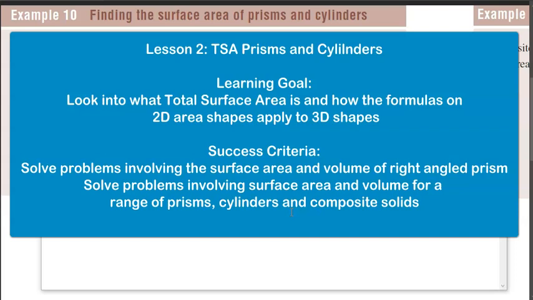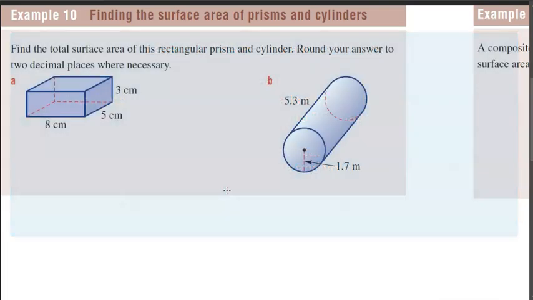And the success criteria for this one is to be able to solve problems involving the surface area and volume of right angle prisms, and to also be able to solve problems involving surface area and volume for a range of prisms such as cylinders and composite solids. I've taken 2 examples straight from the textbook that looks into different approaches for how to tackle a question where you're looking for the total surface area.